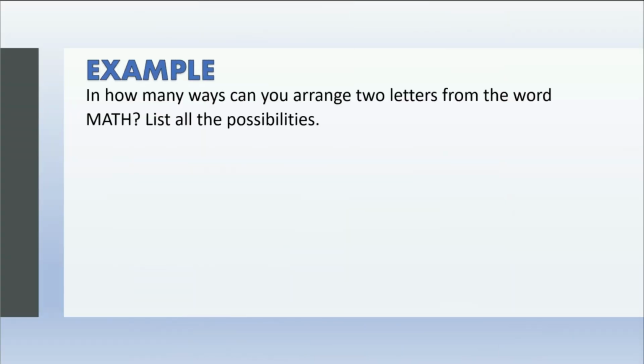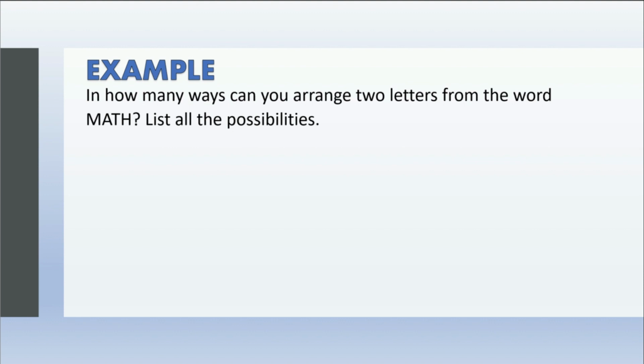For example, in how many ways can you arrange 2 letters from the word MATH? List all the possibilities. In here, we have 2 options. Either we use the permutation formula, then list all the possibilities after, or we just list them, then count after. But in my own opinion, I prefer to solve it first using the formula so that when listing, I already know how many arrangements I should write.